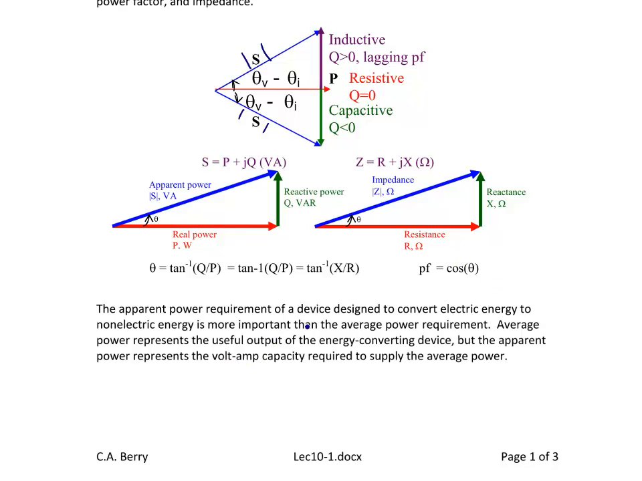The apparent power requirement of a device designed to convert electric energy to non-electric energy is actually more important than the average power requirement. Average power represents the useful output of the energy converting device, but the apparent power represents the volt amp capacity required to supply the average power.